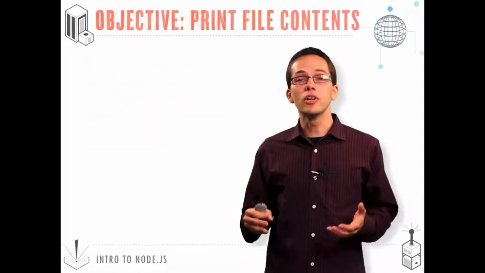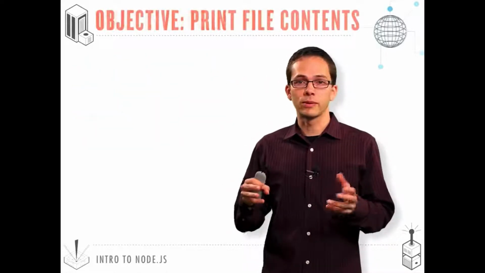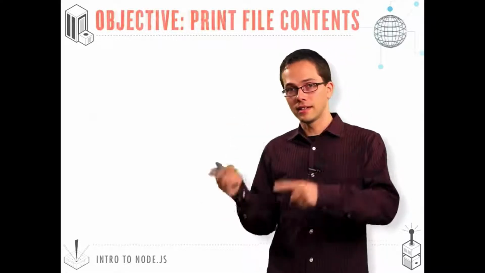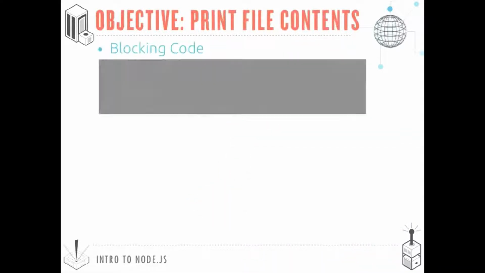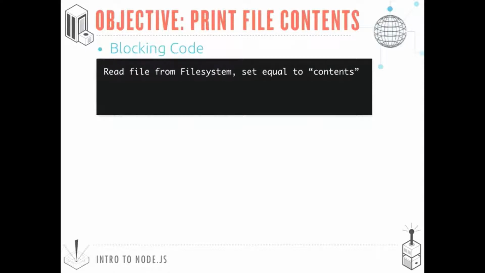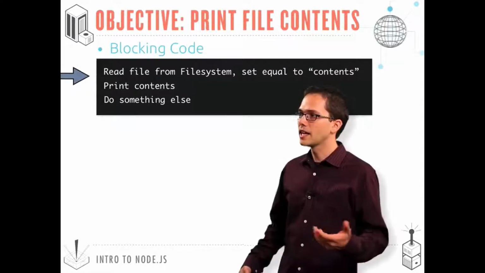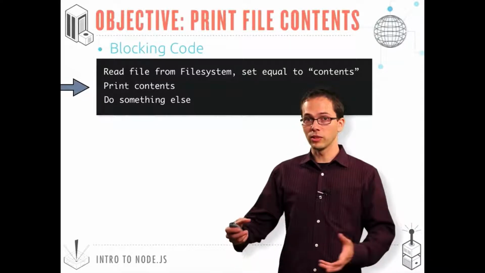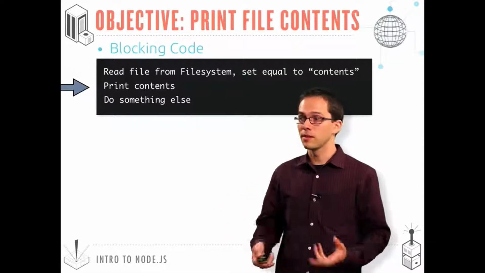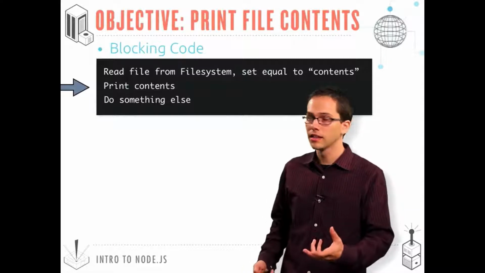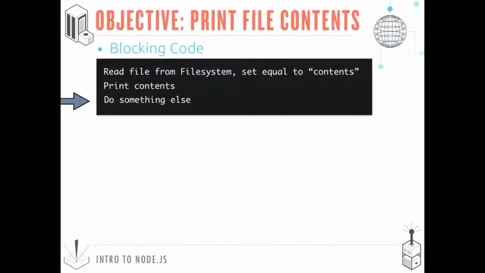Before we get into some actual Node code, we need to make sure everybody knows the difference between blocking code and non-blocking code. Here's the pseudocode principle. First, we want to read the file from the file system, set it equal to the contents variable, print the contents variable, and then do something else. If we think about how this code executes, first, we read from the file system. We can't actually print out the contents until we've read all the contents from the file, so it's kind of blocking. And then, obviously, we can do something else.